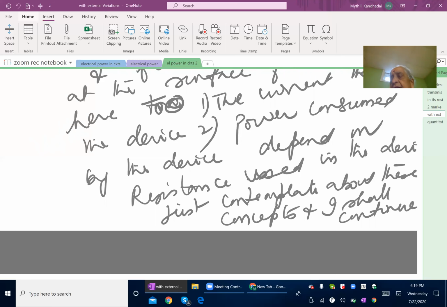Just contemplate on the above concepts in a qualitative manner, because the first catch of a thing qualitatively is of utmost importance. That only should appeal to your intuitive learning. Only then is there any point in going through the mathematical steps and going into the quantitative aspect. Just contemplate on these concepts, and I shall continue with the quantitative study in my third session of electrical power. Thank you.